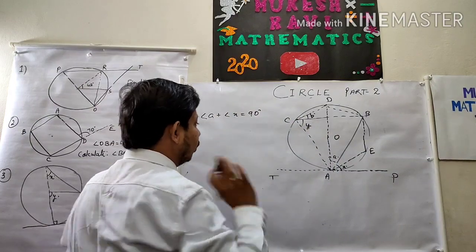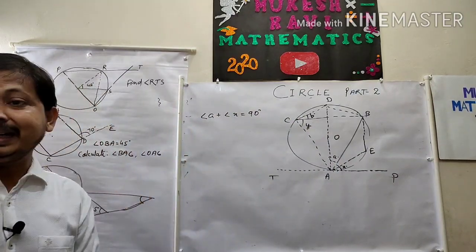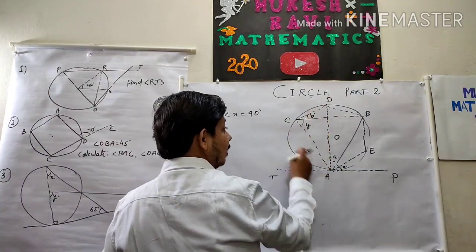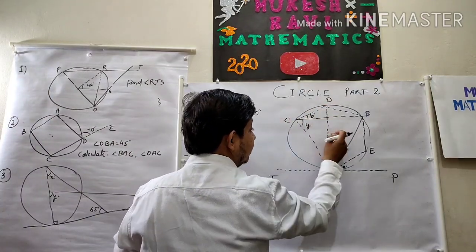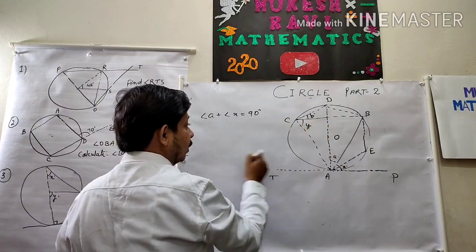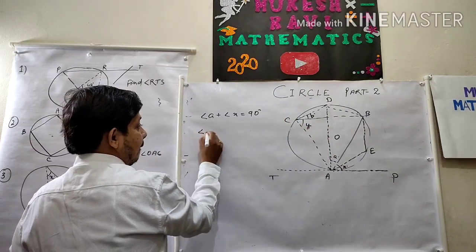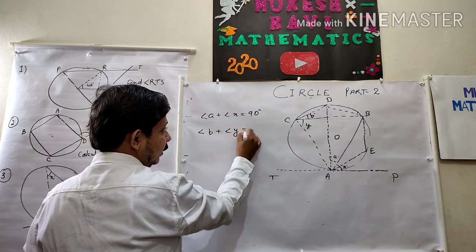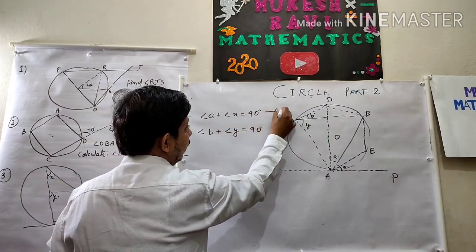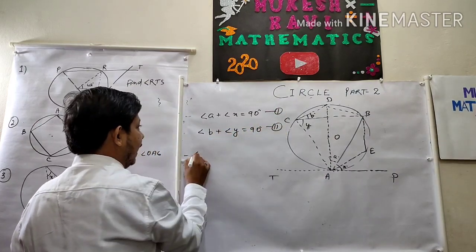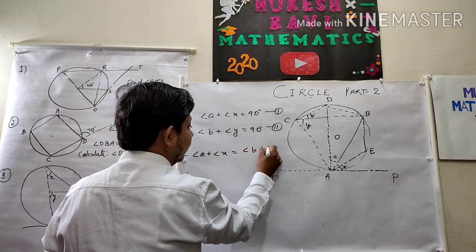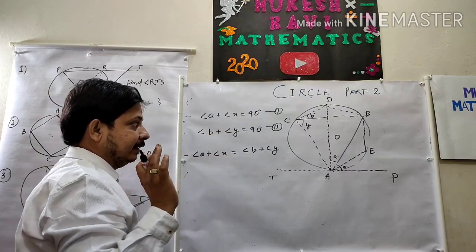A plus X equals 90 degrees. Again, this is semicircle ADC, because this is passing through the center. We assume this one. So angle B plus angle Y equals 90 degrees. From 1 and 2, we can say angle A plus angle X is equal to angle B plus angle Y, 90 degrees and 90 degrees.